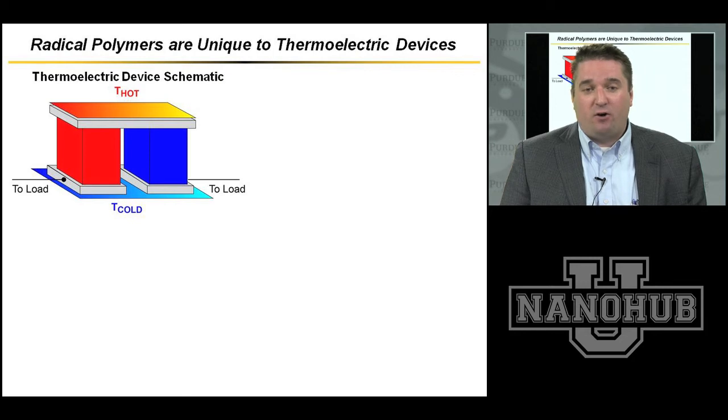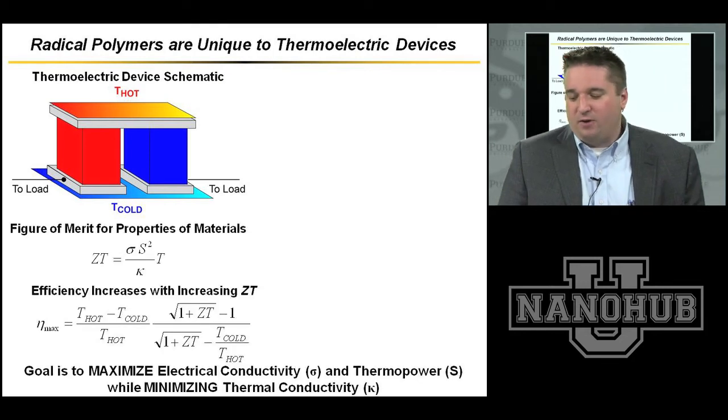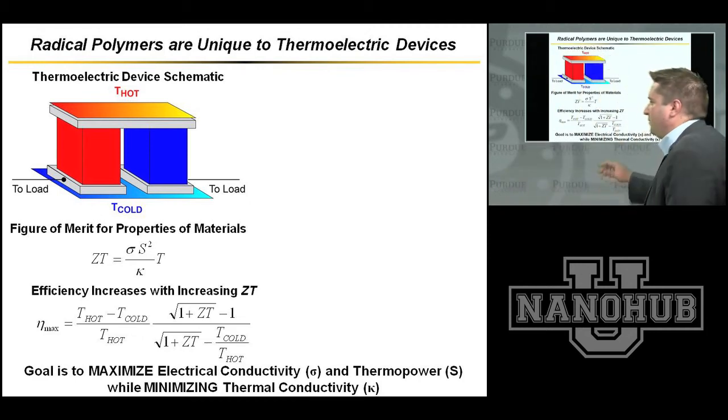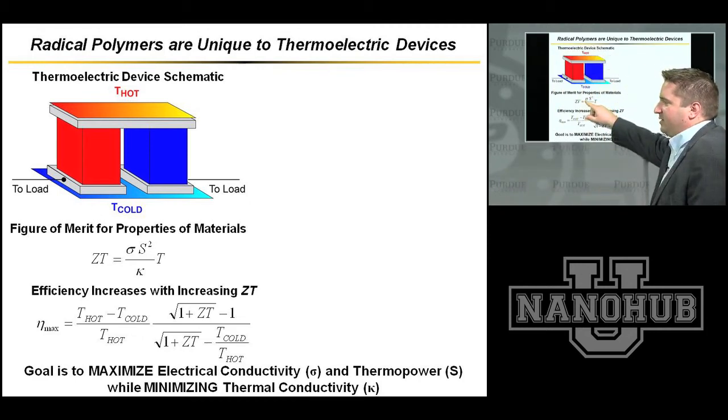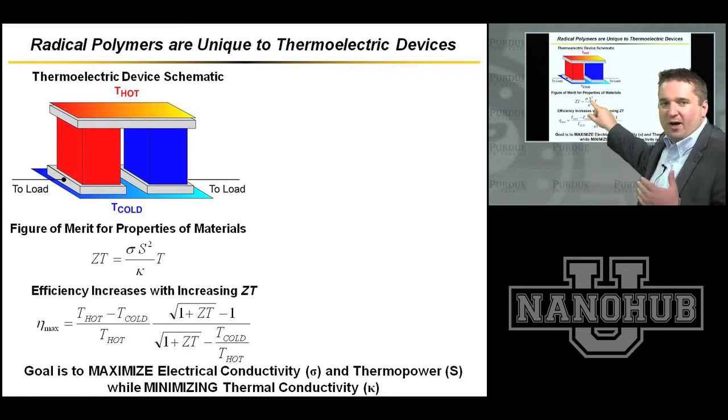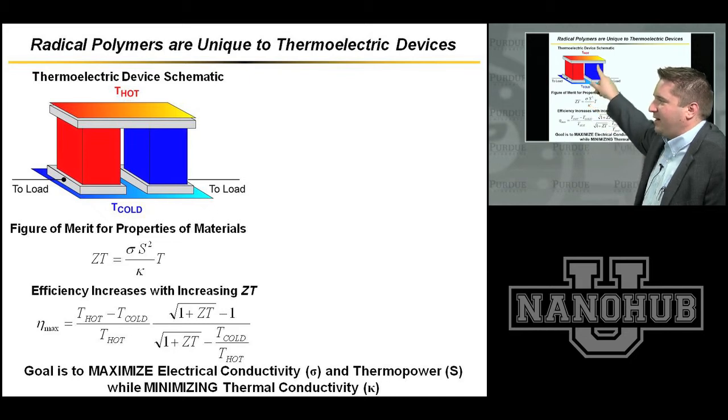And the way we measure how efficiently we do this is through something called the figure of merit. And the figure of merit has three key properties. The first one is the electrical conductivity of the materials. The second is the Seebeck coefficient, or the amount of voltage that's received per unit change in temperature, and the thermal conductivity. Now, as you might imagine, you want to keep the thermal conductivity low so that the hot side stays hot and the cold side stays cold.